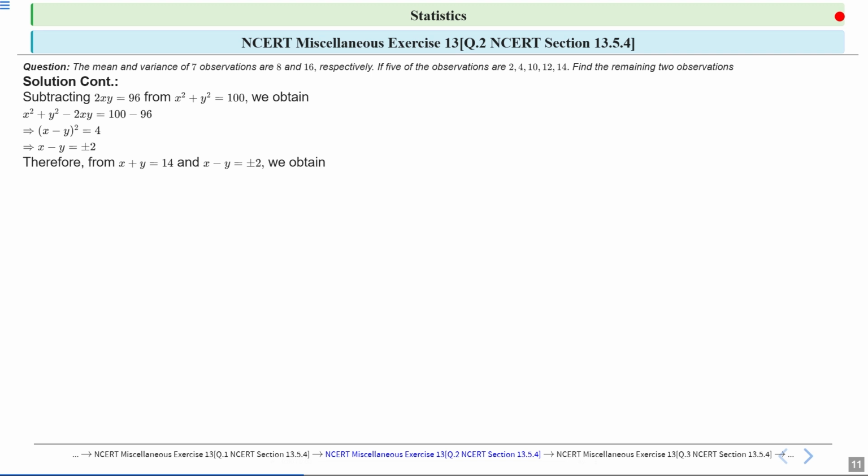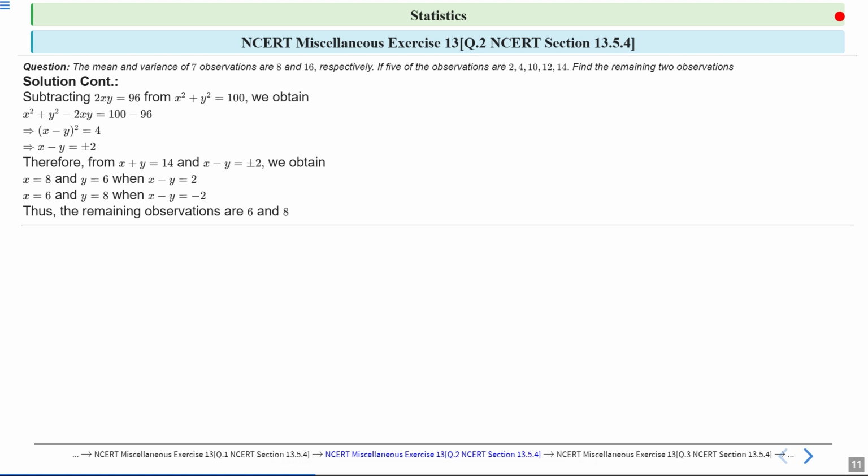Therefore, from x plus y equal to 14 and x minus y equal to plus minus 2, we obtain x equal to 8 and y equal to 6 when x minus y is 2. Alternatively, if x minus y is minus 2, then x equal to 6 and y equal to 8. So the final answer: the remaining two observations are 6 and 8. So I hope this question is clear to all of you. So now let's move to the next question.